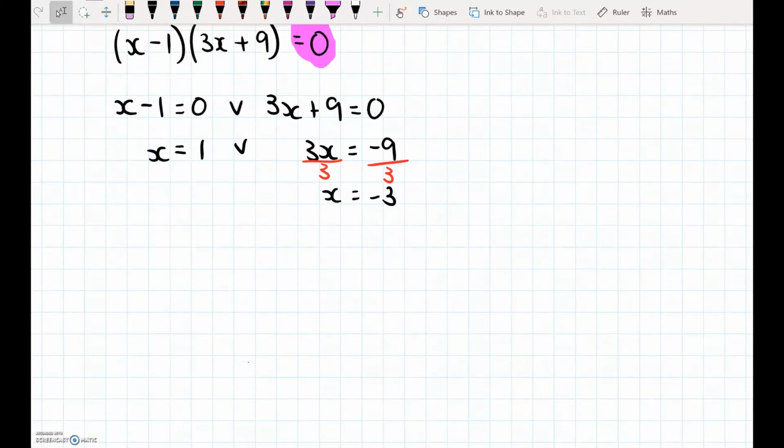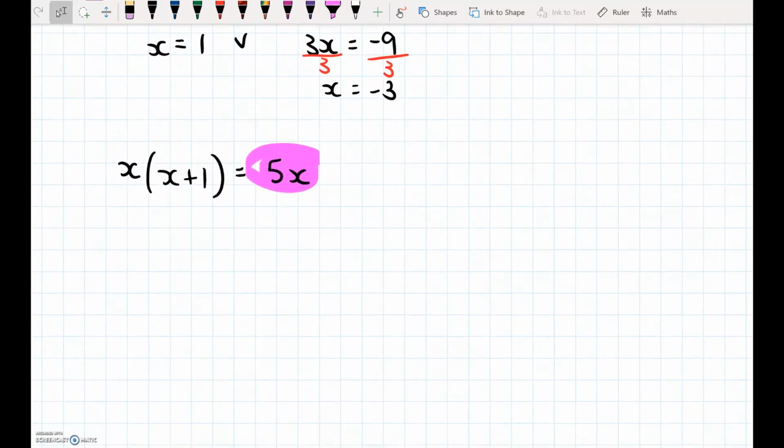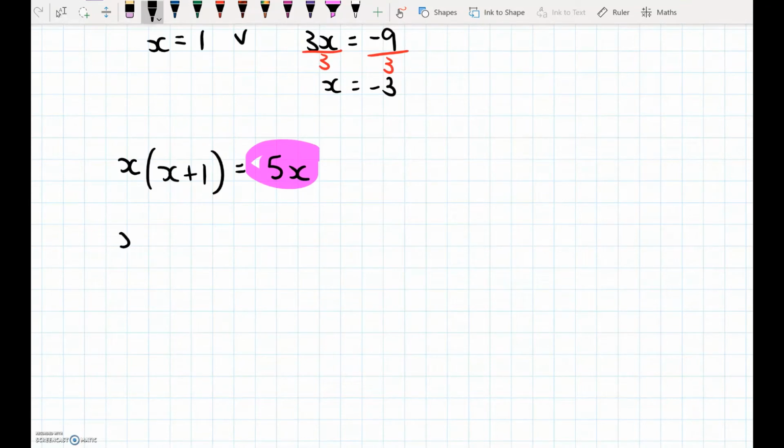Okay, sometimes it will be a little harder. So you might get something like x(x plus 1) equals 5x. So this looks like it's factorized. On the left it's factorized, but on the right we don't have equals 0. We've got this 5x here. So that means what we need to do is firstly expand our brackets. So we're going to say x squared plus x equals 5x. That's our first step.